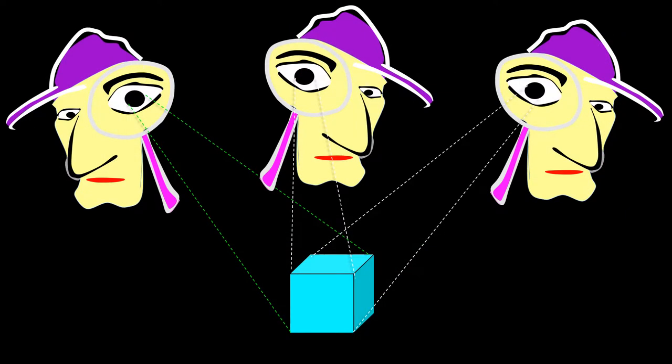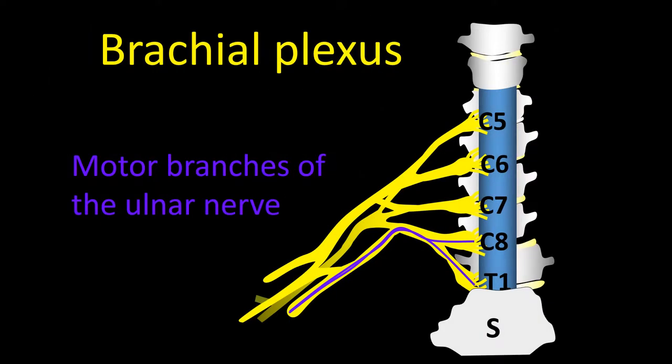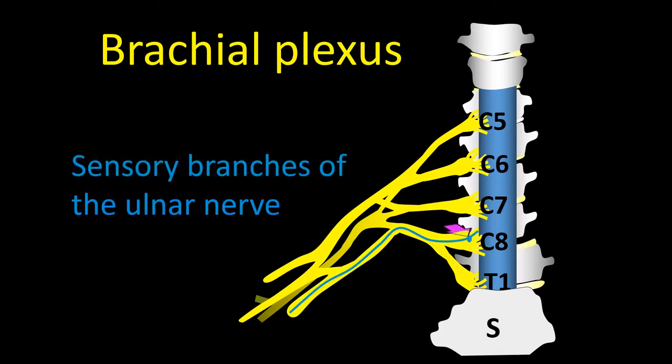The next figure, which I hope will provide you with a different perspective, consists of an anterior view of the brachial plexus. As indicated, the motor fibers arise from C8 and T1, travel through the ventral rami of C8 and T1, then the lower trunk and the medial cord. The sensory fibers arising from the C8 dorsal ganglion travel through the ventral ramus of C8, then lower trunk and medial cord before they reach the ulnar nerve.